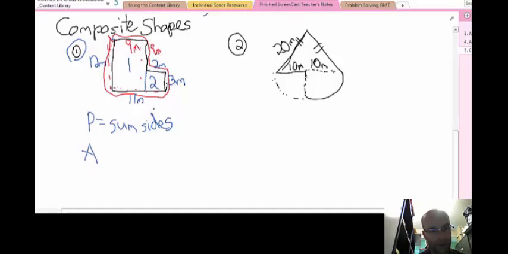So the sum of the sides will equal, going from the top left right around, 12 plus 11 plus 3 plus 2 plus 9 up plus 9 across. And we're going to get an answer in meters. So let's add it together. 12 and 11 is 23, 23, 26, 28, 37, 46 meters.